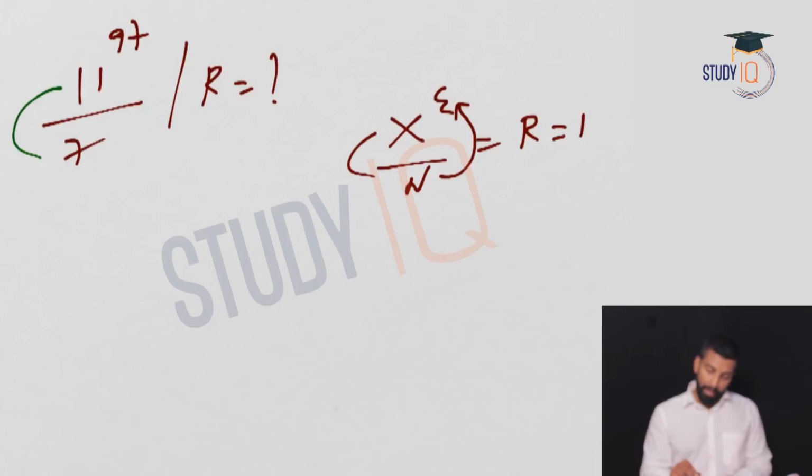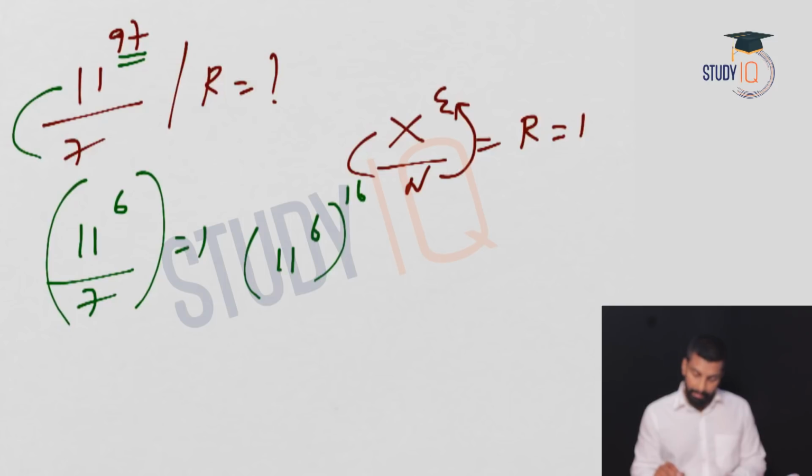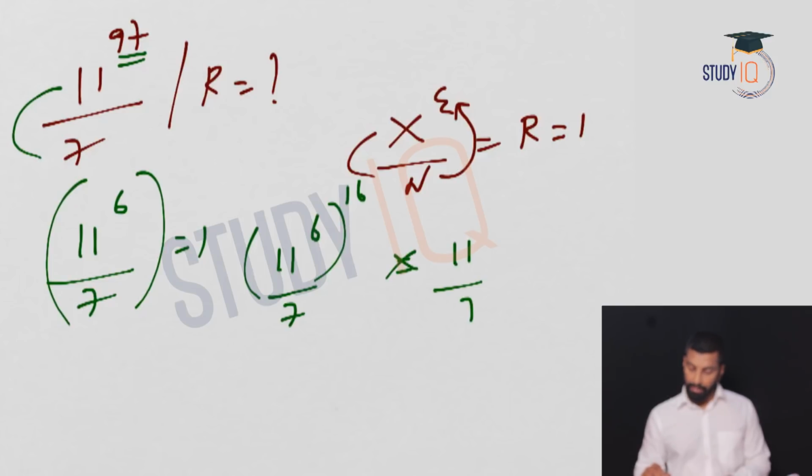Now basically what I need to do is split 97 in such a way that you get remainder 1. What is the Euler's number of 7? 6. So if I write 11 raised to 6 by 7, I get remainder 1. How many such groups can I make? 11 raised to 6 raised to 16, that is 96. This will give you remainder 1. Then the one group left over is 11 by 7. What is your answer? 4 is your answer.